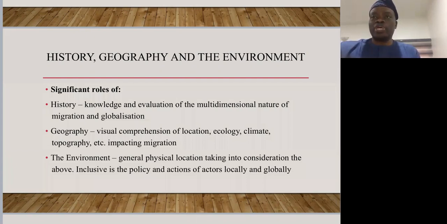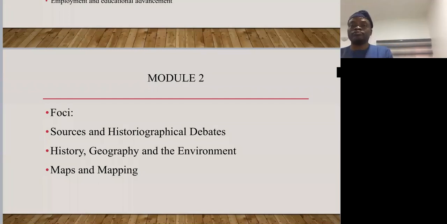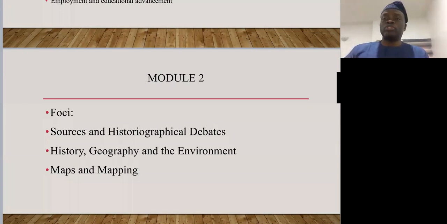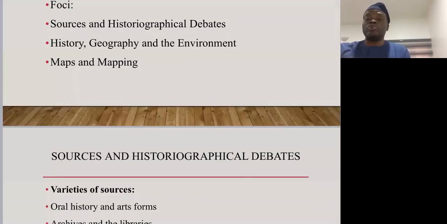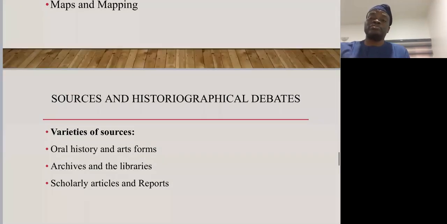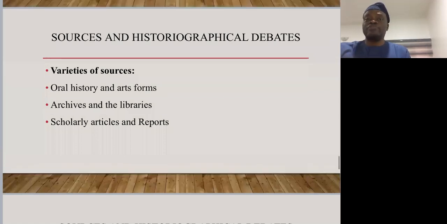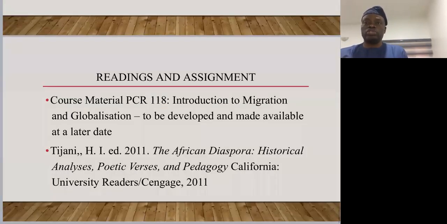So let us recap before we end this lecture. We have focused on sources and historiographical debates. We have focused on the relevance of history, geography, and the environment. These are built up from our previous lectures on why exactly we are in this class, what exactly the learning outcomes are, and what the relevance of these is in general peace studies and conflict resolution. And I believe, again, you have learned. I believe learning has occurred. And I believe we will, again, take the assignment that I'm about to share with you seriously.